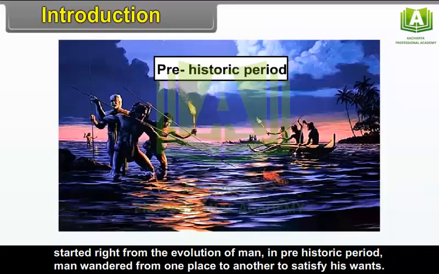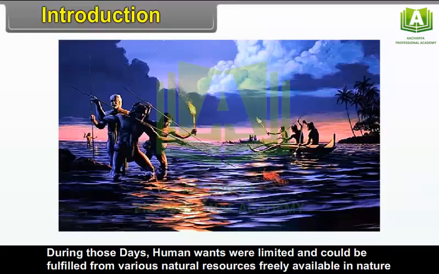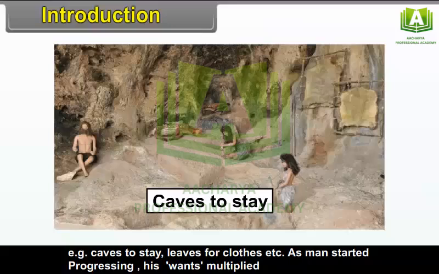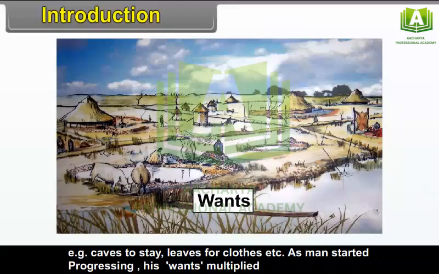In prehistoric period, man wandered from one place to another to satisfy his wants. During those days, human wants were limited and could be fulfilled from various natural resources freely available in nature. For example, caves to stay, leaves for clothes, etc. As man started progressing, his wants multiplied.